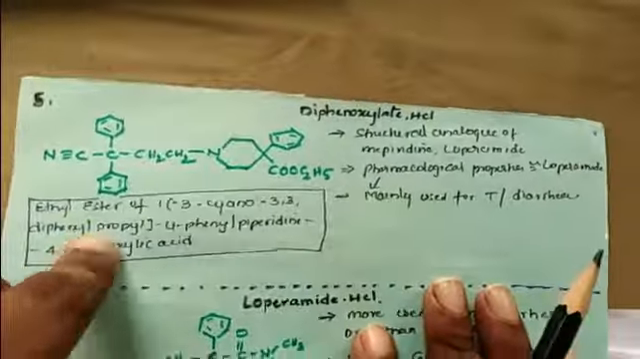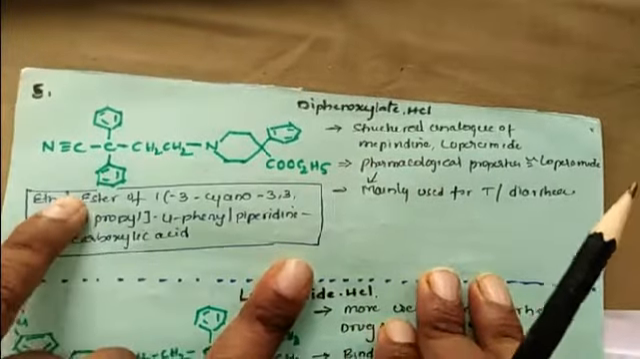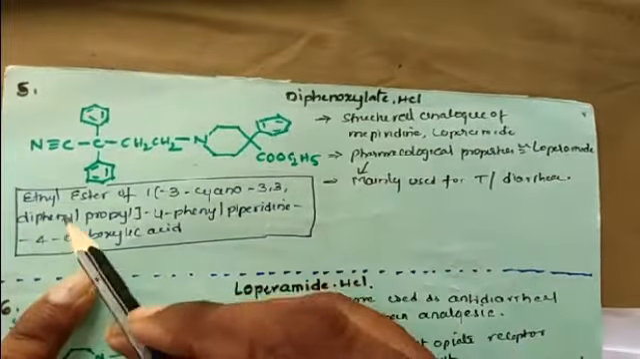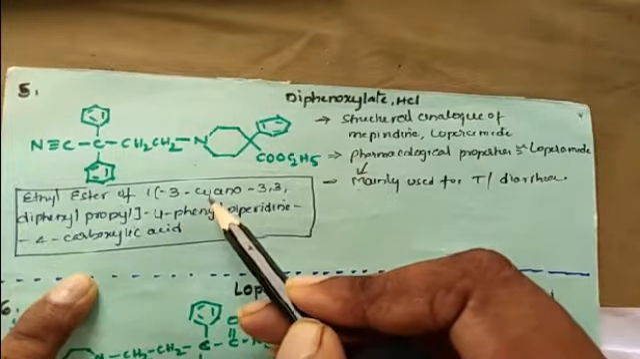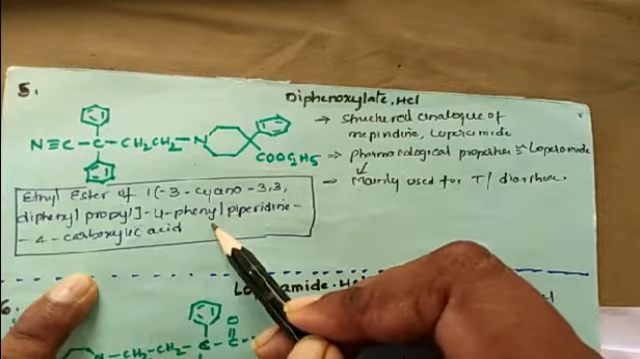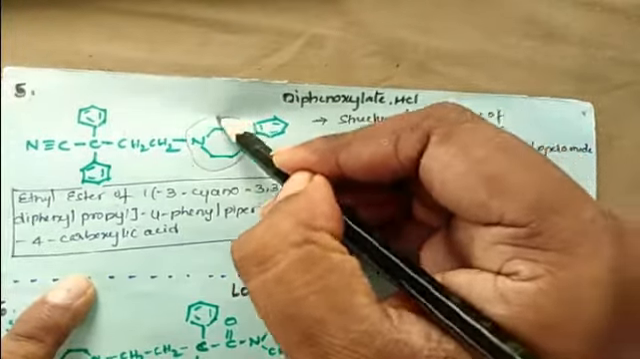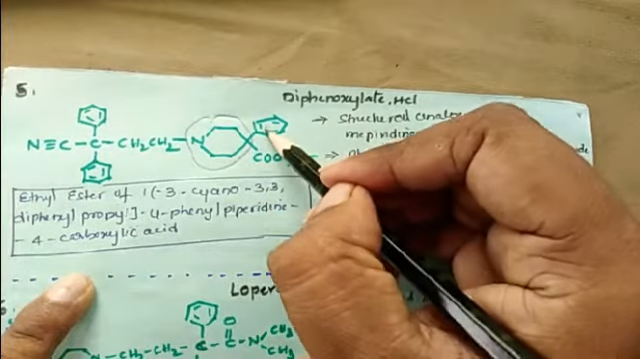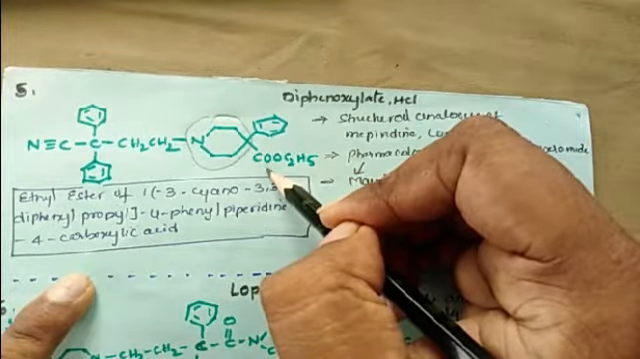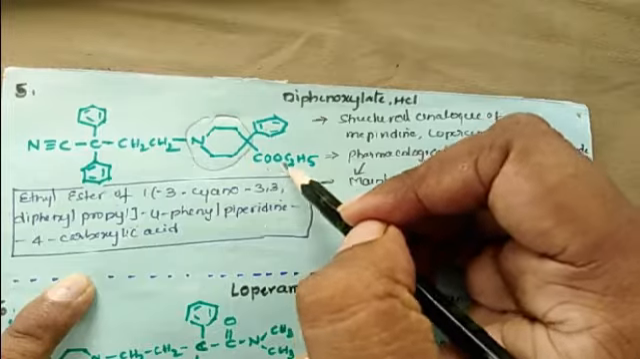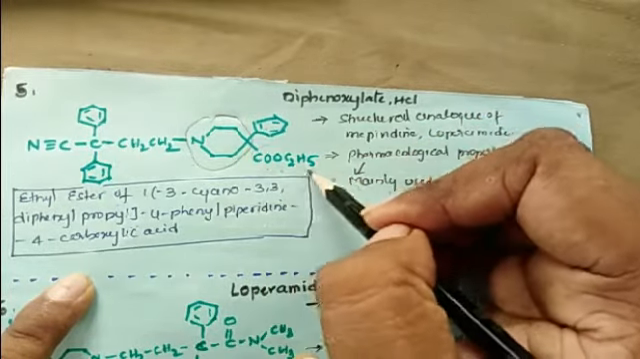Coming to the next drug molecule, diphenoxylate HCl. This is the structure of diphenoxylate HCl. Coming to the name, it's an ethyl ester of 1-(3-cyano-3,3-diphenylpropyl)-4-phenyl piperidine 4-carboxylic acid. This is the piperidine. On its fourth position there is a phenyl group as well as a carboxylic acid group. This is the carboxylic acid in ester form, that's why it is called ethyl ester.